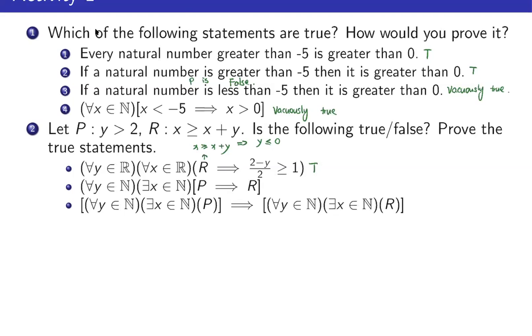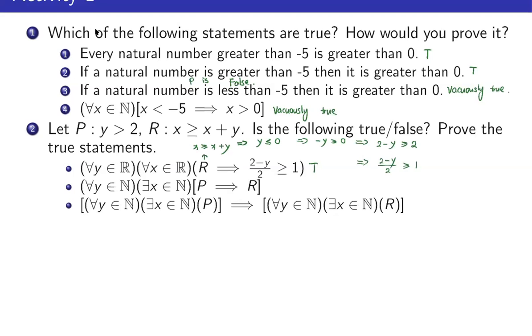Y is less than or equal to 0, which means negative y is greater than or equal to 0. And then you add 2 on both sides, and then you divide by 2 on both sides. Okay, so this is true.